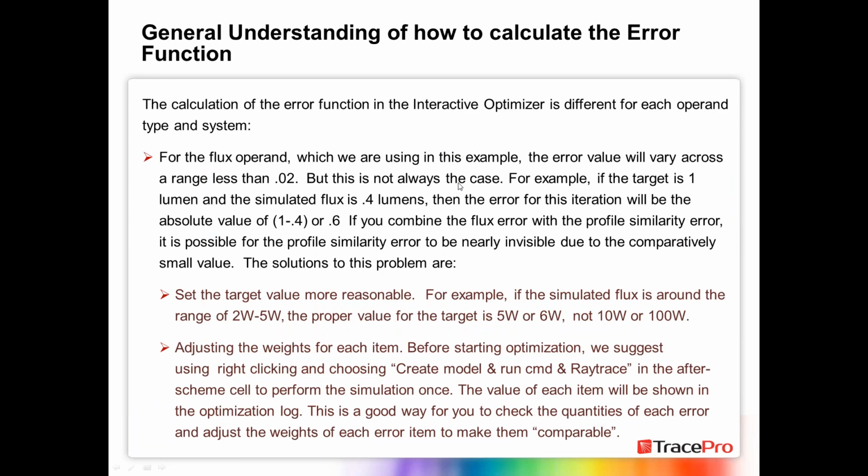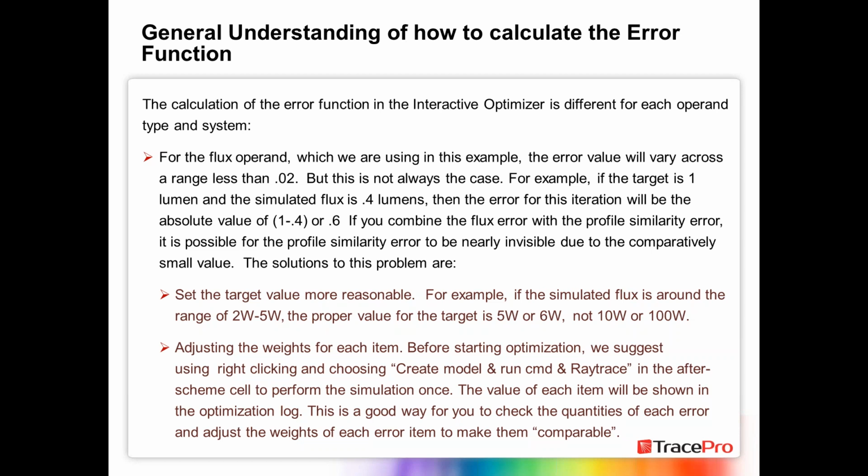Well, I've been talking about this error function. What is the error function? Well, it's different for each operand type and system. So for instance, if you're using a flux type of operand, which we are using in this example, as in the first two examples, the error value will vary across a range less than 0.02 because we're not moving the inner points very much, and we're not moving the Z position that much. But this is not always the case.